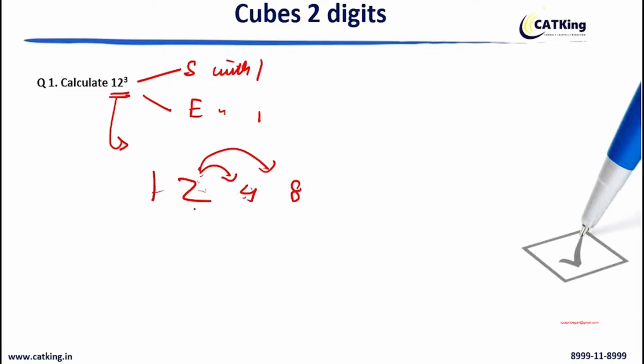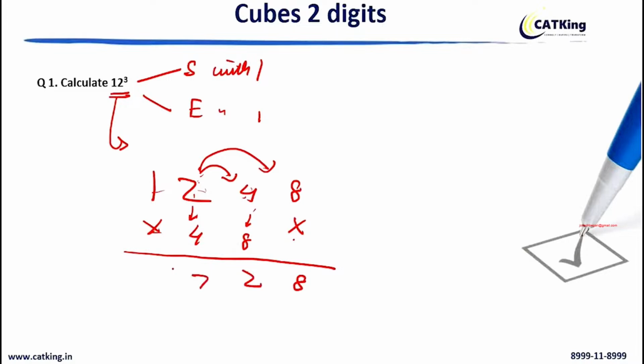Okay. Now, just eliminate these two. Have to add it. Okay. Eliminate these two positions. Double this. 2's double is 4. 4's double is 8. And add these two numbers. You will get your answer. What is it? 8. 8 plus 4, 12. 1 carry over, 7, 1.